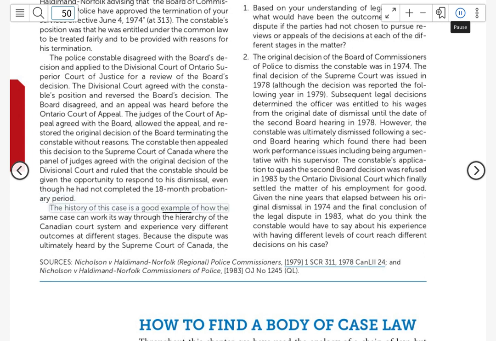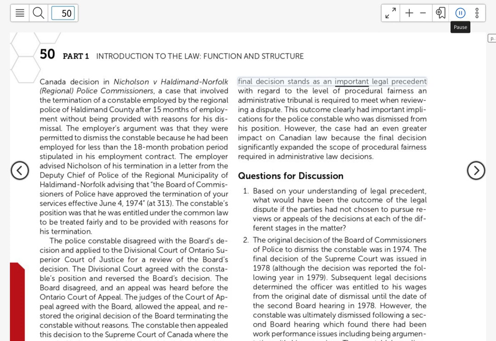The history of this case is a good example of how the same case can work its way through the hierarchy of the Canadian court system and experience very different outcomes at different stages. Because the dispute was ultimately heard by the Supreme Court of Canada, the final decision stands as an important legal precedent with regard to the level of procedural fairness an administrative tribunal is required to meet when reviewing a dispute. This outcome clearly had important implications for the police constable who was dismissed from his position. However, the case had an even greater impact on Canadian law because the final decision significantly expanded the scope of procedural fairness required in administrative law decisions.